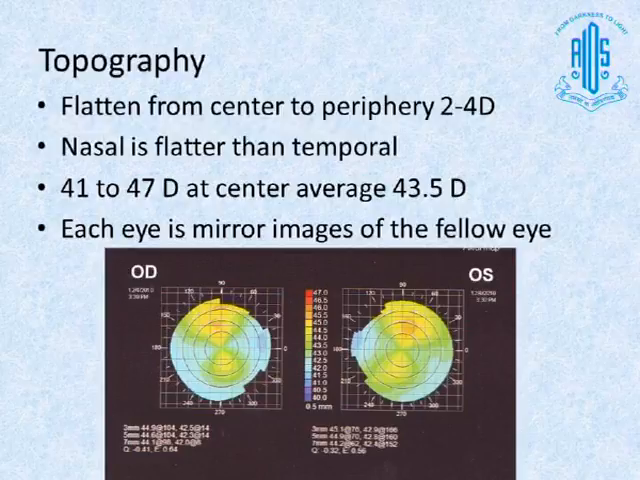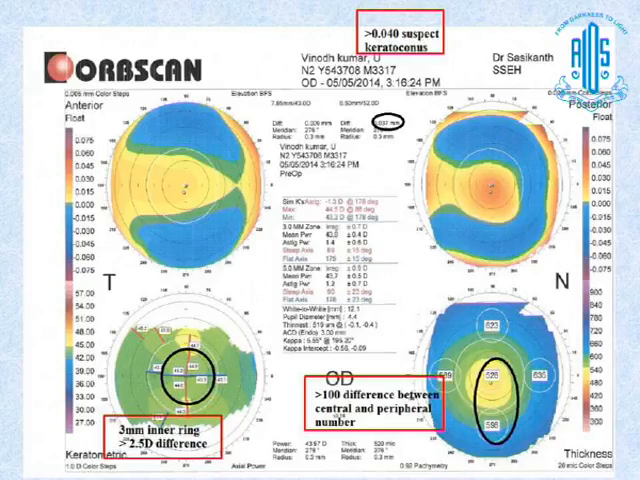The topography flattens from center to periphery by about 2 to 4 diopters. Nasal is flatter than temporal. 41 to 47 is the range, and the average is about 43.5. Usually the two eyes are mirror images of each other. In case of any astigmatism, it is usually a more or less symmetrical bow tie. An asymmetrical bow tie could be a red flag for early keratoconus.